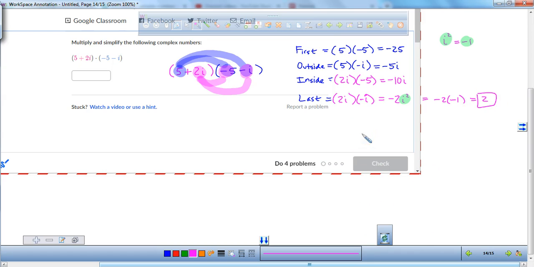Now what we have to do is add all of the like terms together. So let's go and put all the like terms together. Alright, we've got a negative 25.